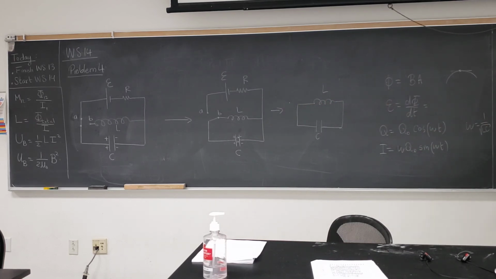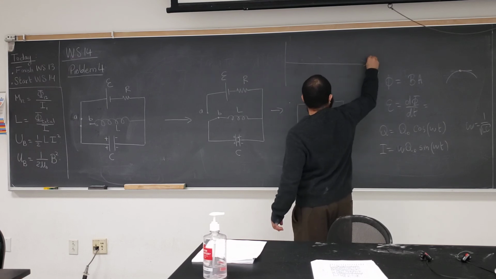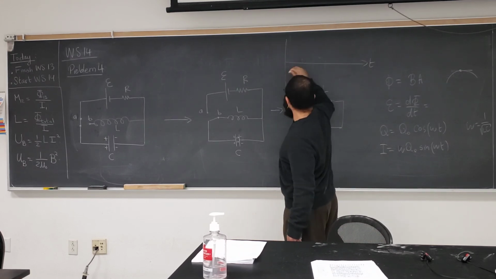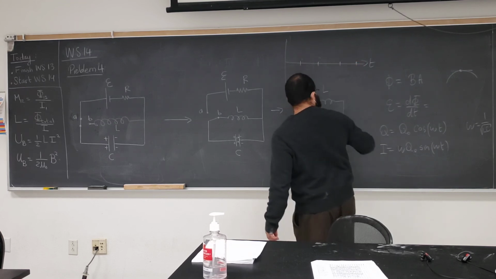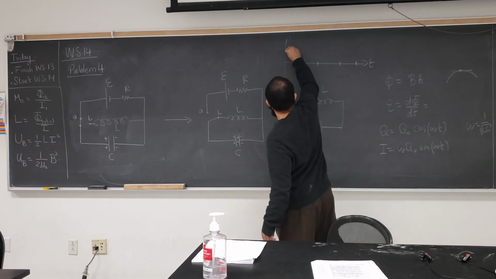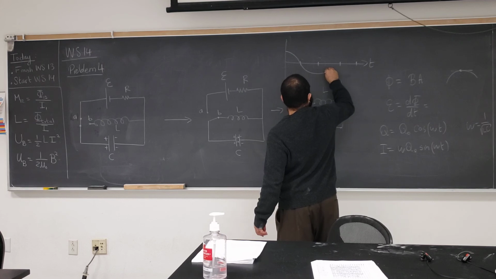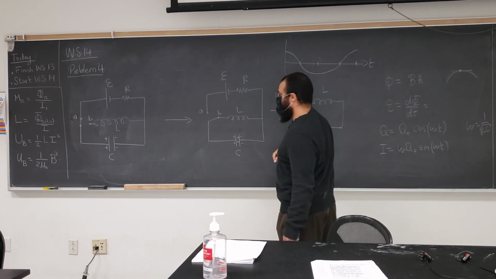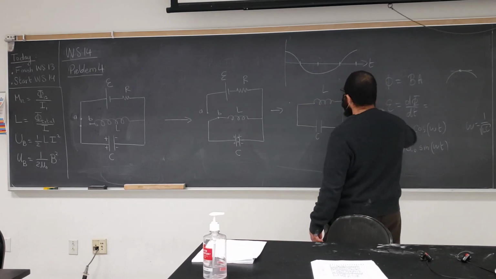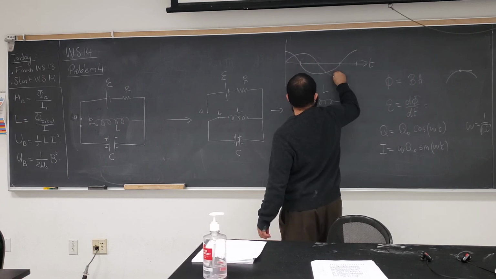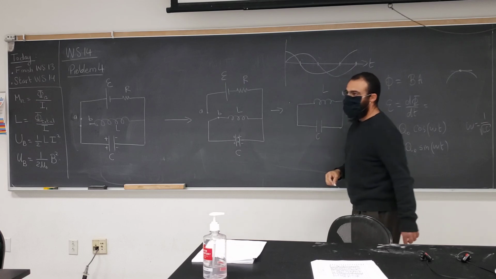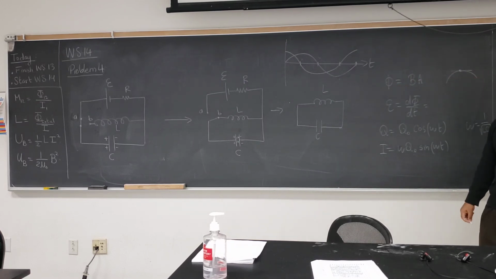Maybe I will draw it. So here's the time, and on this axis I'm going to draw the charge. The charge is a cosine, so you get this. The current is the sine, and sine starts at 0. Any questions on problem 4?